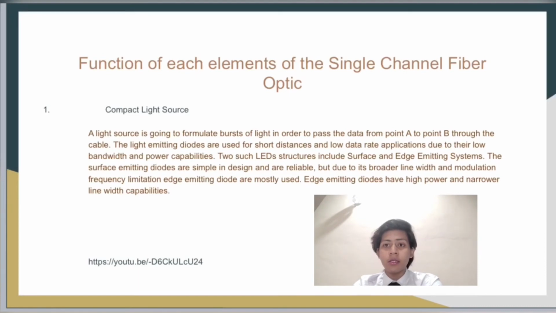Now let's move to the function of each element of a single channel fiber optic. First, we have the compact light source. A light source formulates bursts of light in order to pass the data from point A to point B through the cable. Light emitting diodes are used for short distance and low data rate applications due to their low bandwidth and capabilities. Two such LED structures include surface and edge emitting. Surface emitting diodes are simple in design and reliable, but due to their limited bandwidth and modulation frequency limitation, edge emitting diodes are mostly used. Edge emitting diodes have high power and narrower linewidth capabilities.